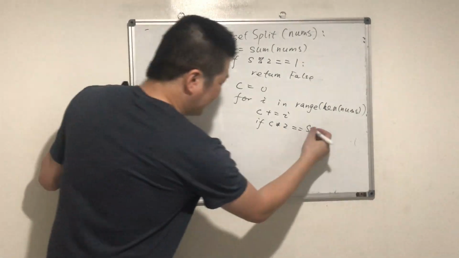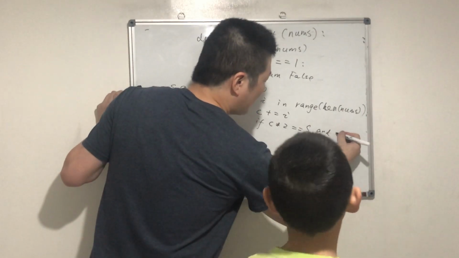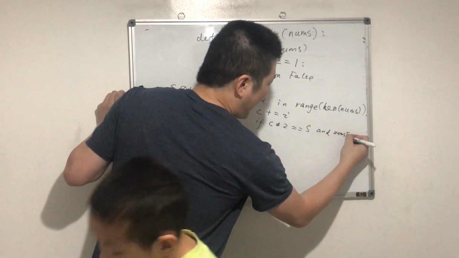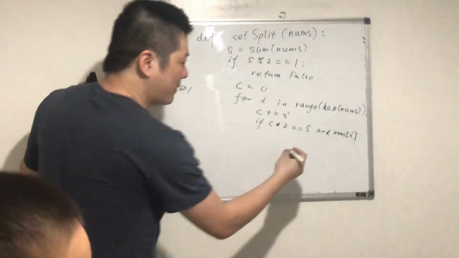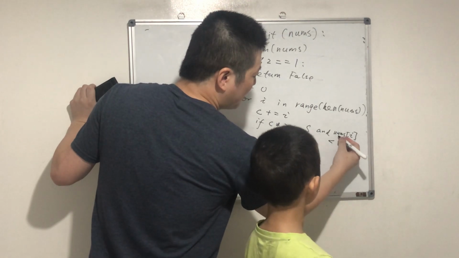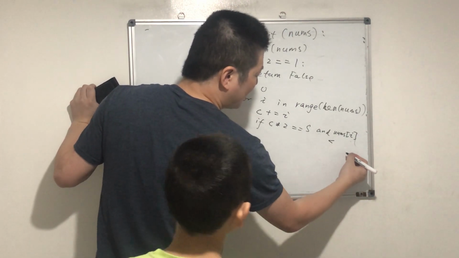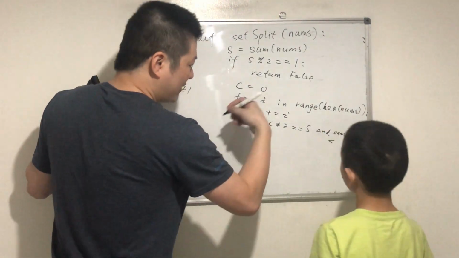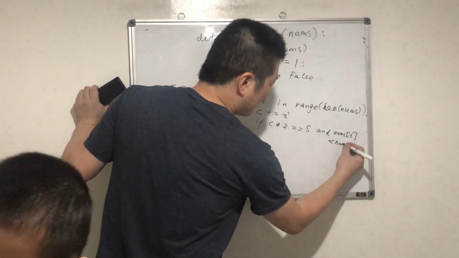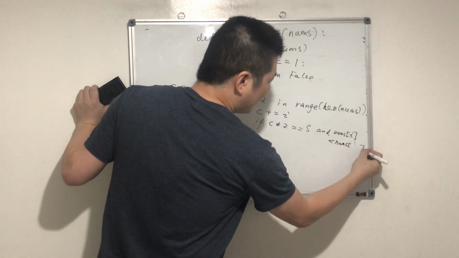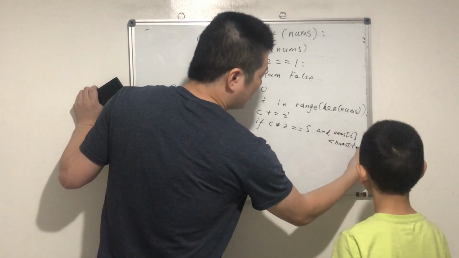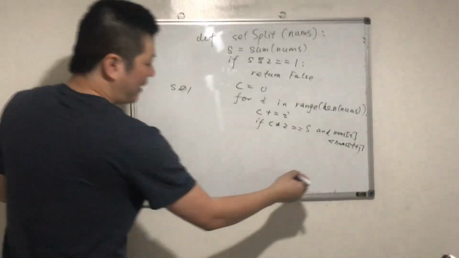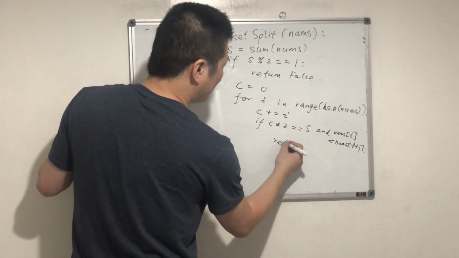And also nums[i], the current number, needs to be strictly smaller than which number? The next one. Current number is i, what's the next number? i plus 1, come on, okay. And then return true, right? Return true.